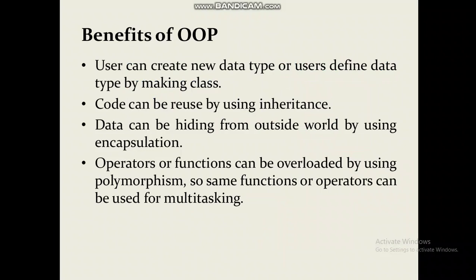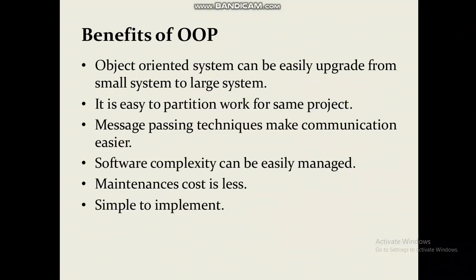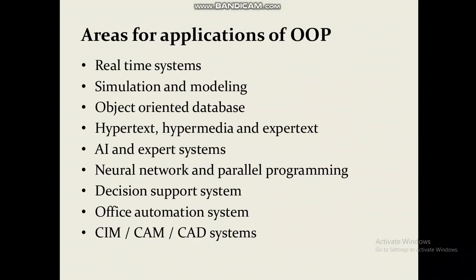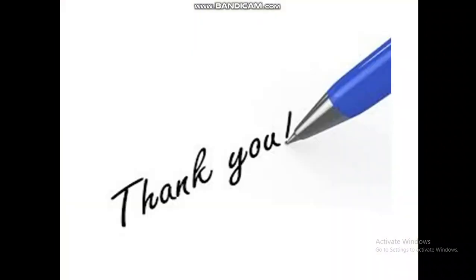Benefits of OOPS: code can be reused, data are hidden, operators or functions can be overloaded, and users can create new data types, that is user-defined data types. An object oriented system can be easily upgraded from a small system to a large system. Maintenance cost is less, and it is simple to implement. Where are the areas we can apply OOPS? In real time systems, object oriented databases, AI and expert systems, office automation, neural networks, and parallel programming.